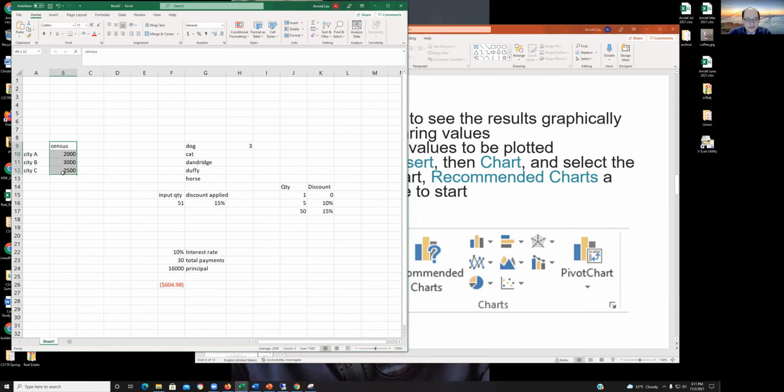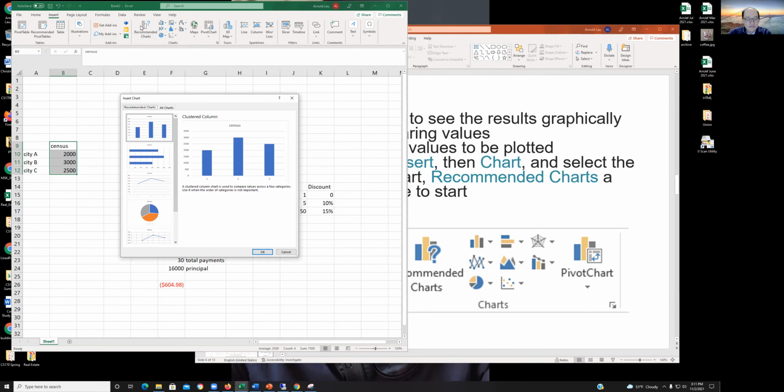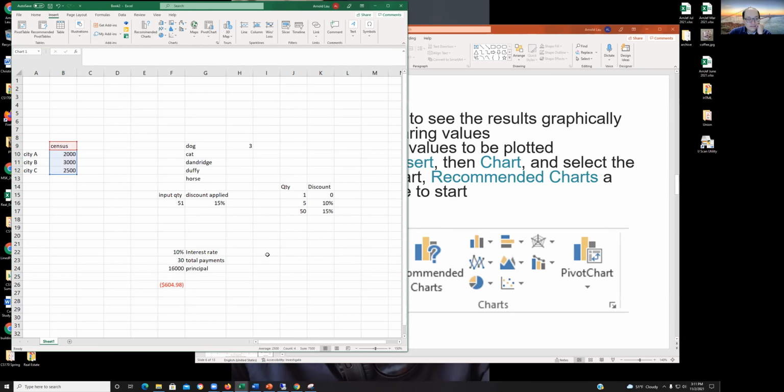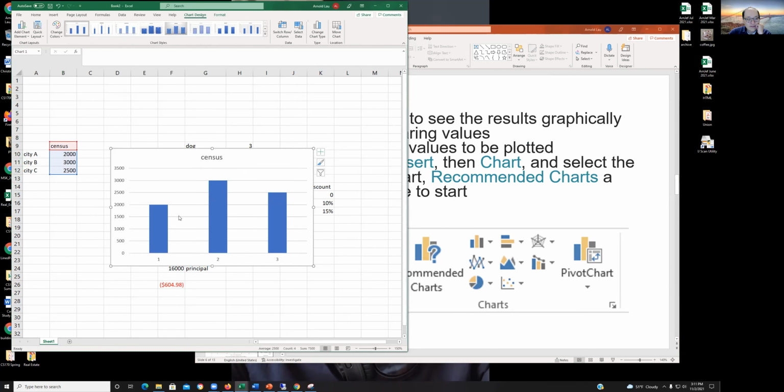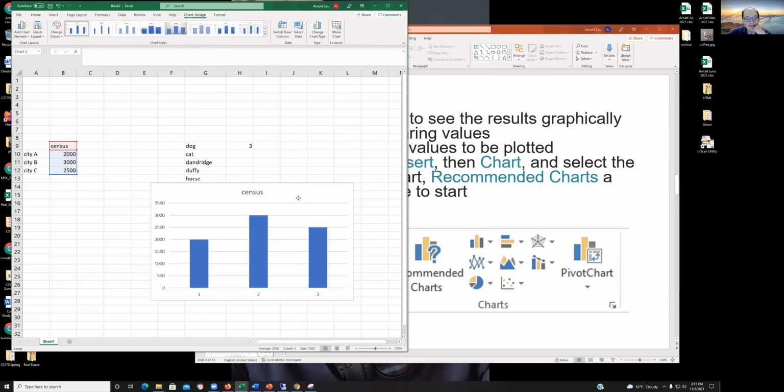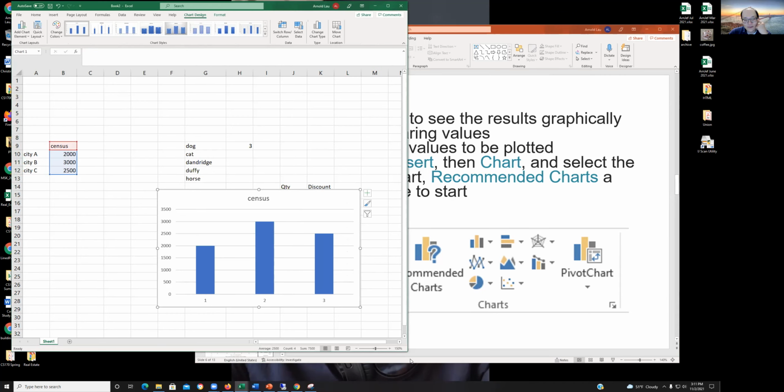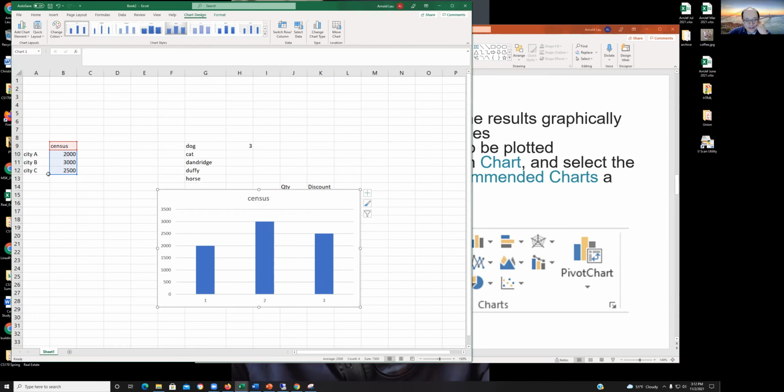But let's do this. I'm here, and let's see what it recommends. Then I'm going to do recommended charts, and it'll look like a clustered column, right? Which seems fair enough. Okay, so let's go with this one. Right, so now we have the census and we have 1, 2, 3. Well, what is 1, 2, 3? I really want to have city A, B, and C.